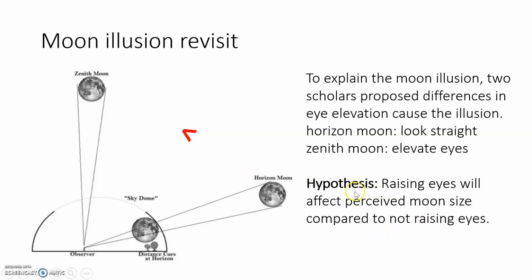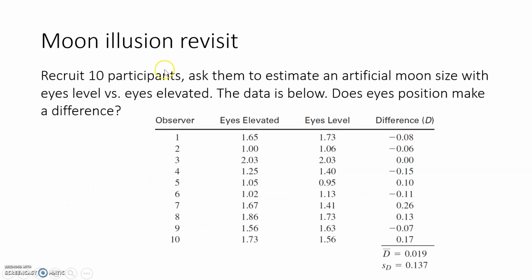Okay. So the hypothesis they have here is raising eyes will affect people's perceived moon size compared to not raising their eyes. Okay. So to test this hypothesis, they recruited 10 participants, and they set up an artificial moon in front of them. And they asked these participants to do two things. The first one is to look at the artificial moon with raised eyes, okay, with their eyes elevated, and then evaluate or estimate the moon size.